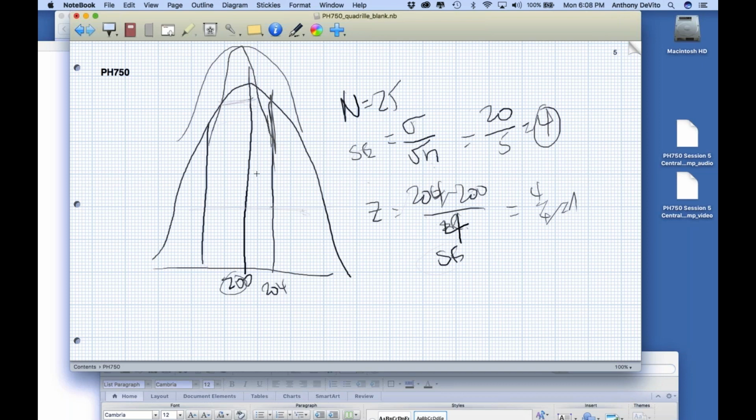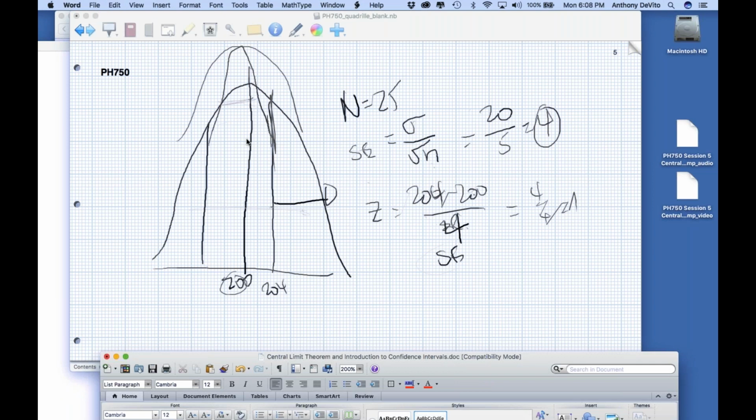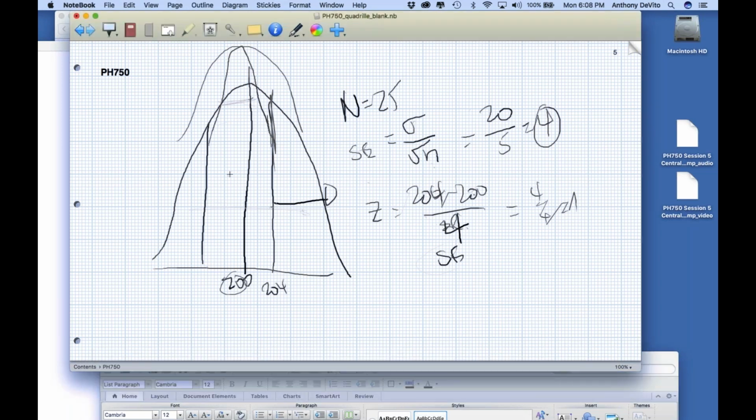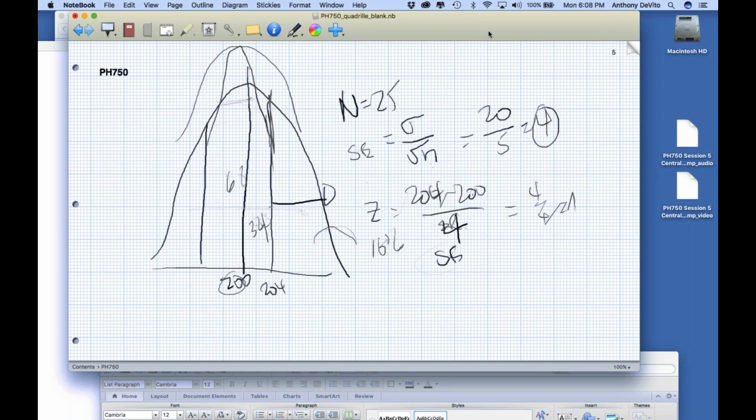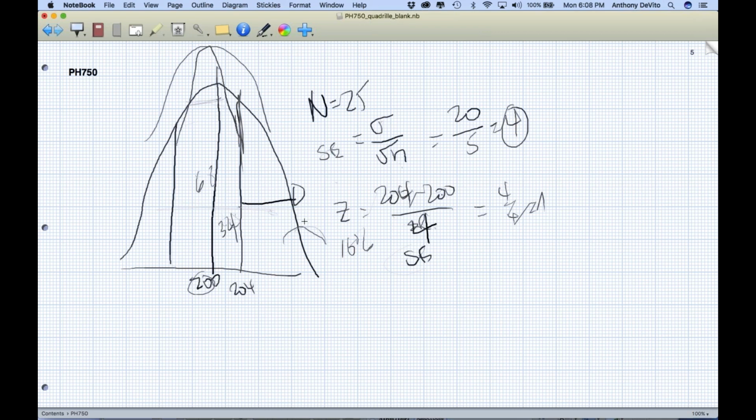Okay. Well, let's see. We want the one that's above, right? We're asking what's the probability of getting a sample mean that's over 204? Is that what we asked? Well, let's see. One below and one above would be 68%, right? So from the mean to the right would be 32%. So that would leave about 34%, right? 34%, so that would leave 16% above. Okay, so hold on. The z-score was 1. Yep. Okay. So the z-score is 1, right? Where do you see positive 1, right?